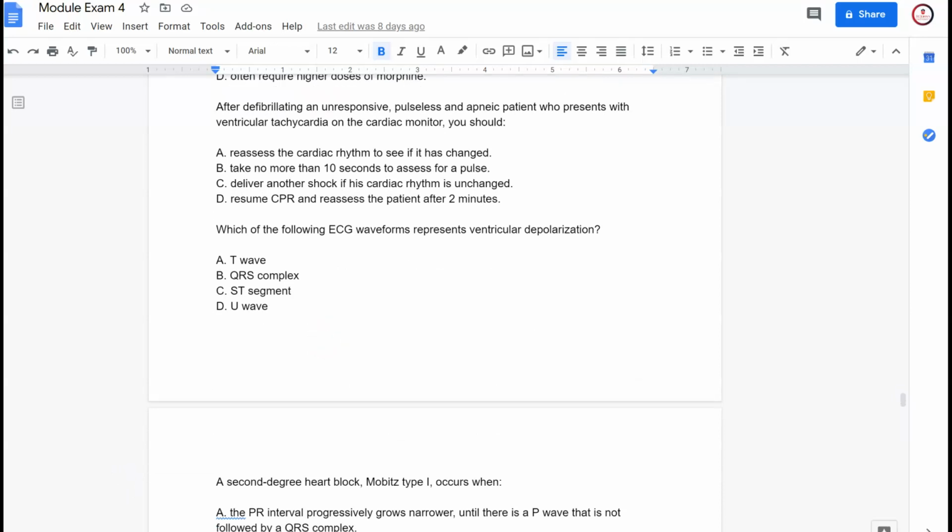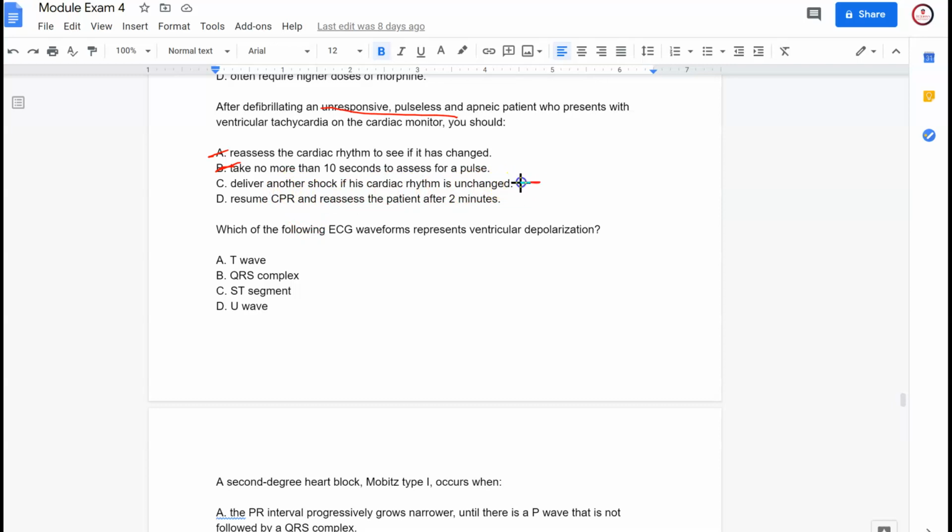After defibrillating an unresponsive, pulseless and apneic patient who presents with V-tach on the monitor, you should, okay, you've gotten your baseline rhythm, reassess to see if it's changed? You just assessed, so no. Take no more than 10 seconds to assess for a pulse? You've already assessed for a pulse. How many times are you going to check for a pulse? Once is enough. The dead doesn't get much less dead unless you fix it. Deliver another shock if the cardiac rhythm is unchanged?